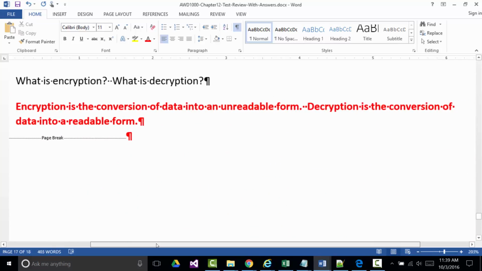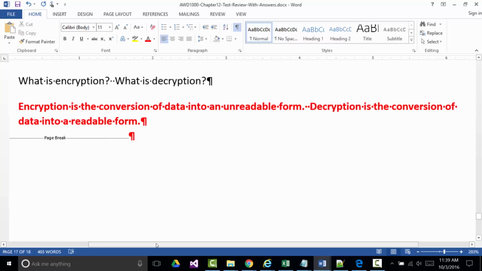Number 17, what is encryption and what is decryption? Encryption is converting data into an unreadable form. Decryption is taking encrypted data and putting it into a readable form.